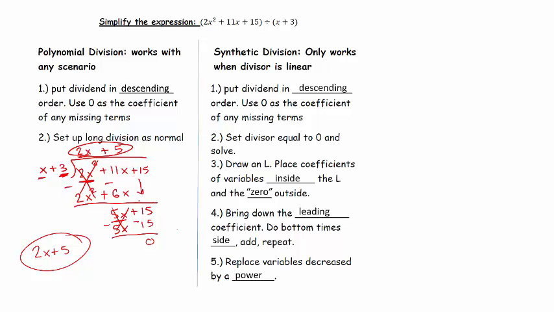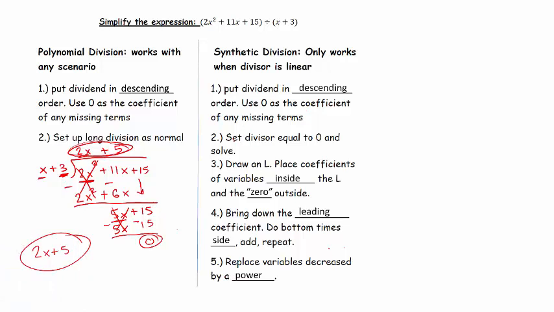Synthetic division is actually a lot quicker, but there's only certain times you can apply it. So we're going to run through how to do it and then talk about when it's appropriate. So the first thing is make sure that dividend is in descending order, and it is. Right? 2, 1, none. Perfect.